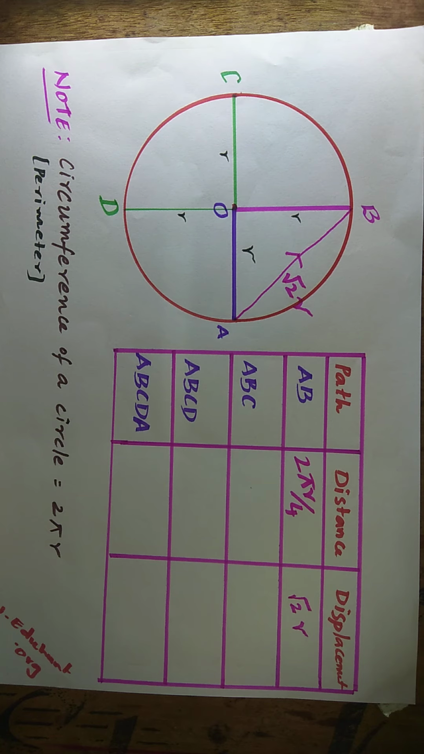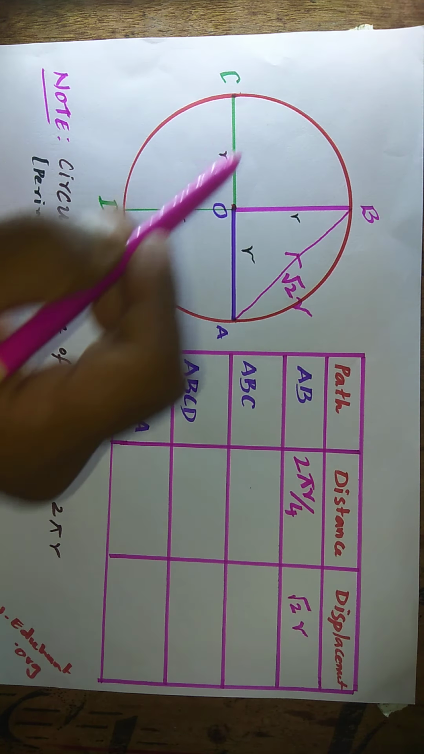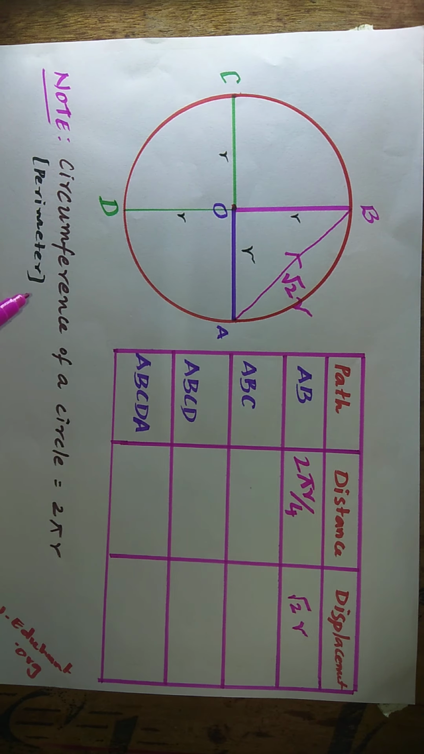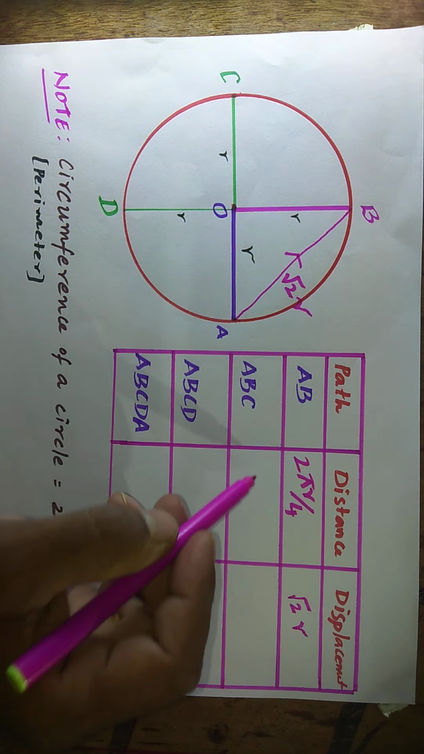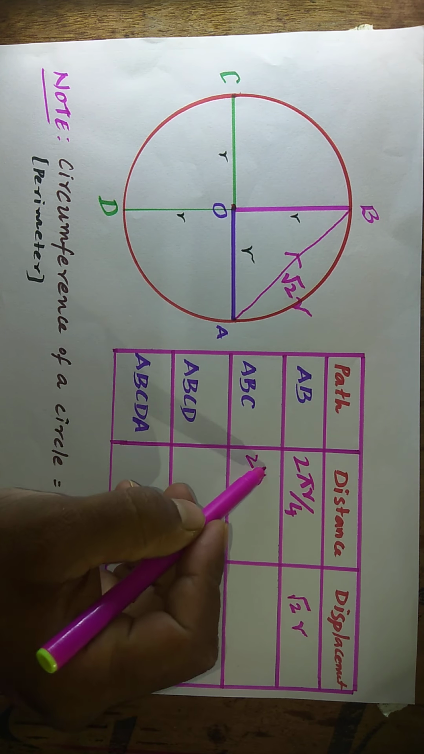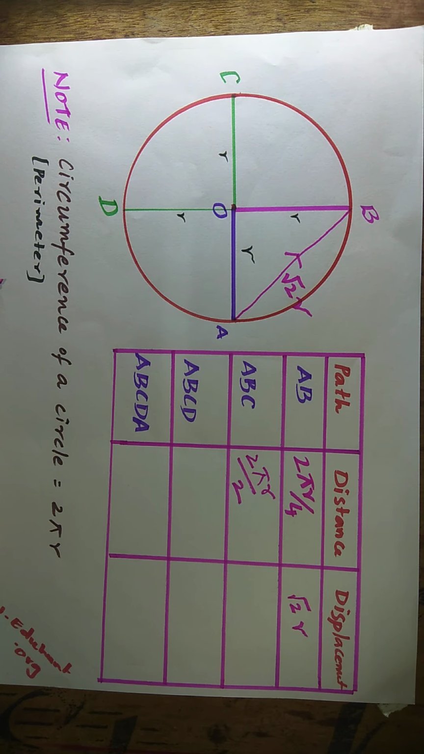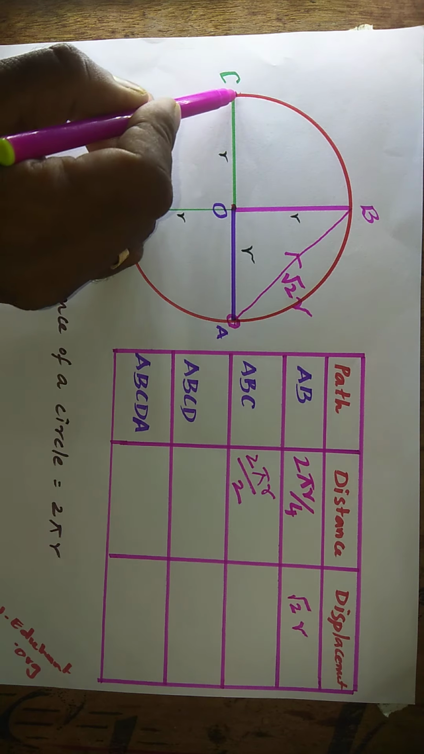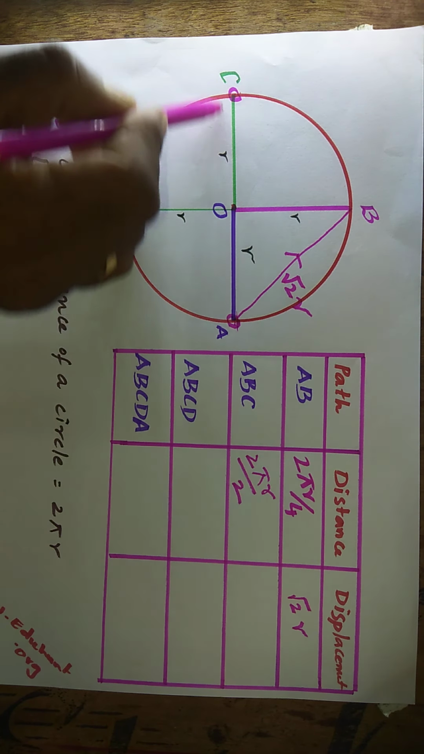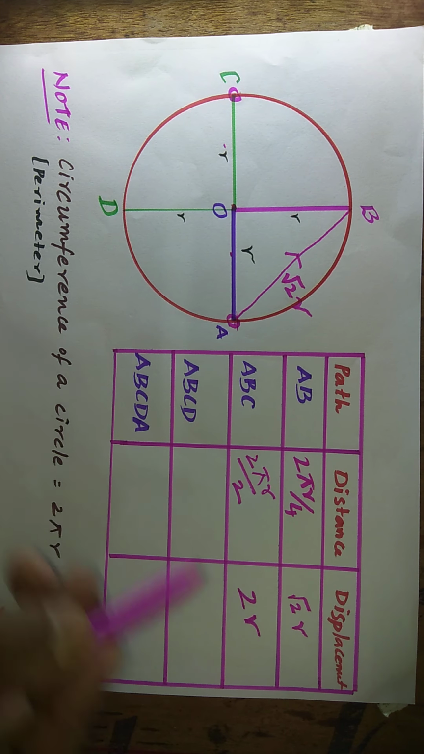Now, if the same person is moving from A to B to C along the circular path, this is half of the circular path, and the distance is the path length, which is half of the circumference, that is 2 pi r by 2, which is pi r. What about the displacement? The shortest path connecting the initial and final point, which is equal to r plus r, that is 2r.